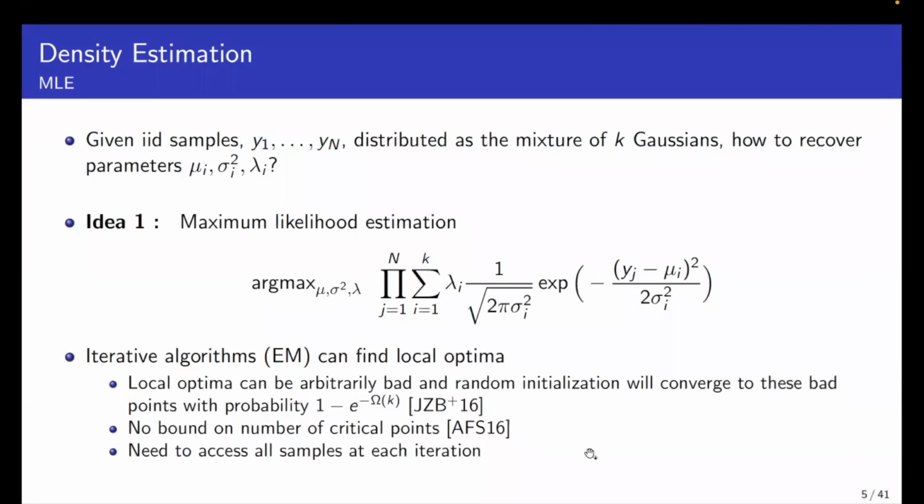In addition, you need to access all samples at each iteration of this algorithm. And so if you have a very large data set, this can be computationally prohibitive. So all of this is to say that maximum likelihood estimation is very popular, and in many setups it's a very nice technique to use. But for these Gaussian mixture models, a priori, we're guaranteed no useful statistical guarantees from what this outputs. Okay, so that means we want to use something else.